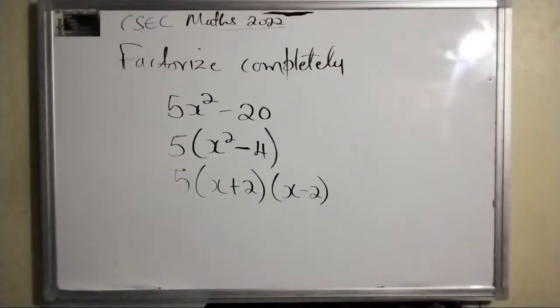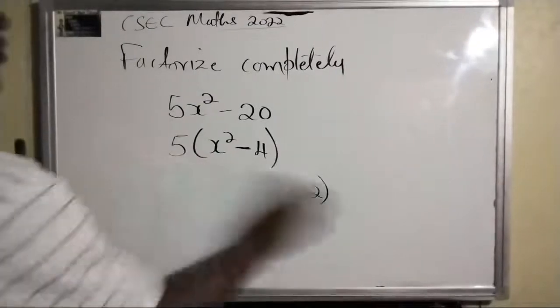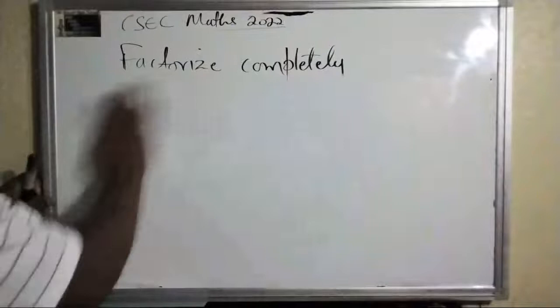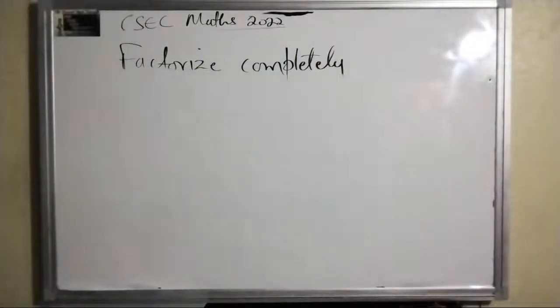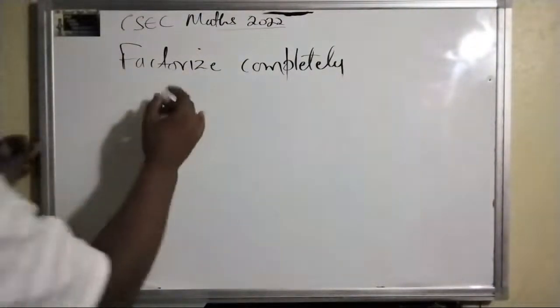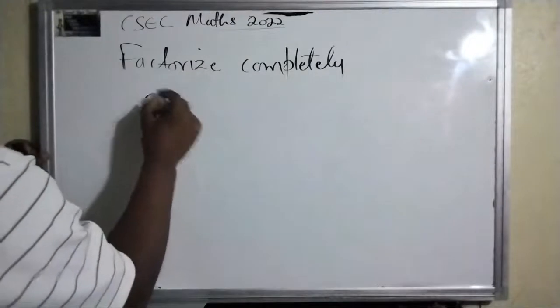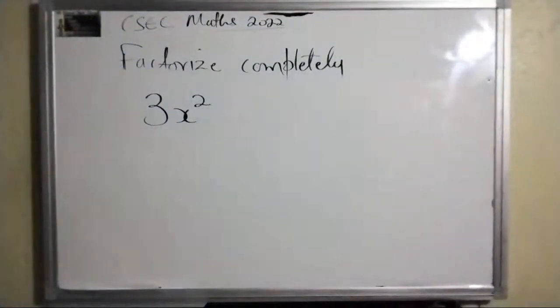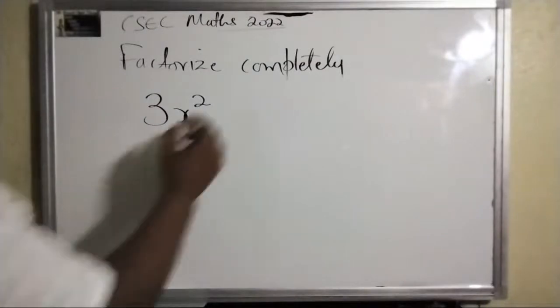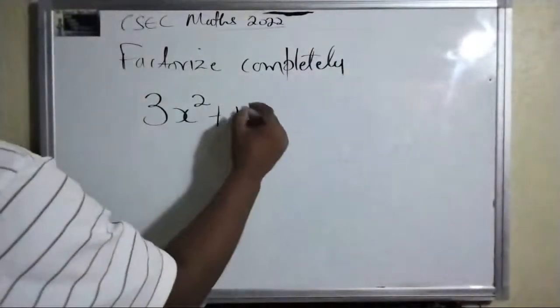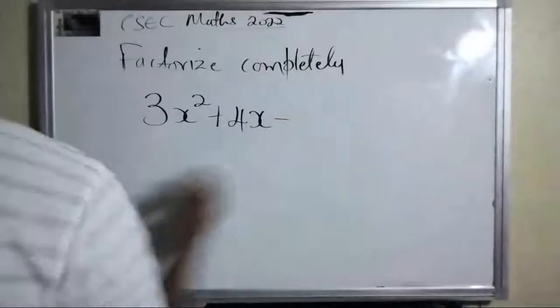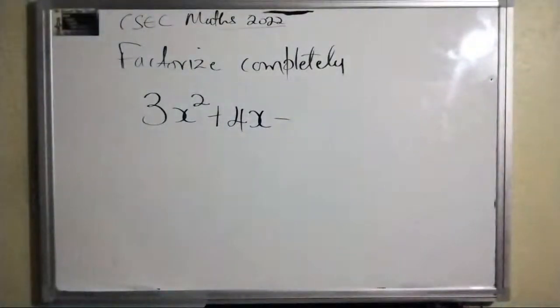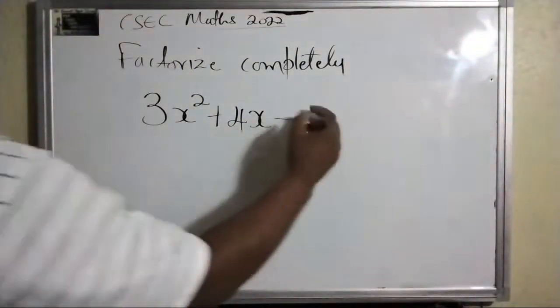Let's go again. This one says 3x squared plus 4x minus 15. It's the same instruction, and it's worth 2 marks also. Ensure I have it correctly. So it's 3x squared plus 4x minus 15.